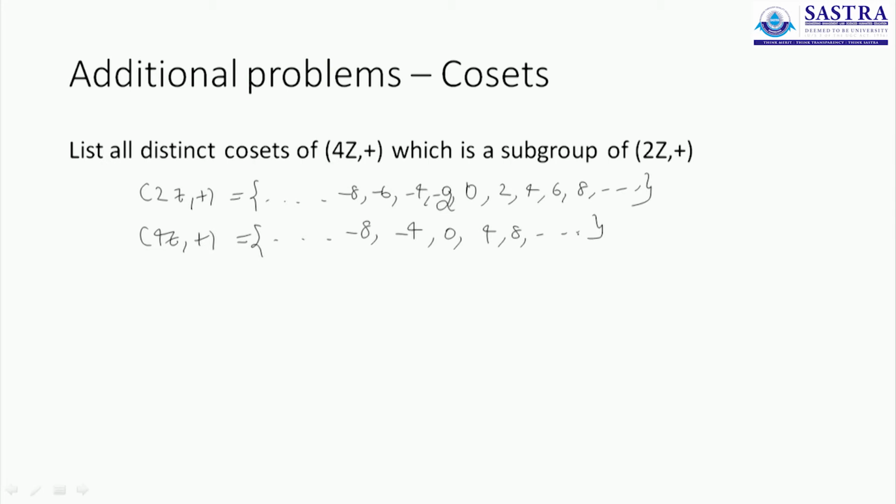Now how do you build a coset? We have seen this before. Pick some random element from the group, add it with every element of the subgroup. Let's pick the random number to be 2. So what happens to 2 + 4Z+? Just adding 2 to every number, not doing anything else. Minus 8 becomes minus 6, minus 4 becomes minus 2, 0 becomes 2, 4 becomes 6, 8 becomes 10, so on and so forth.